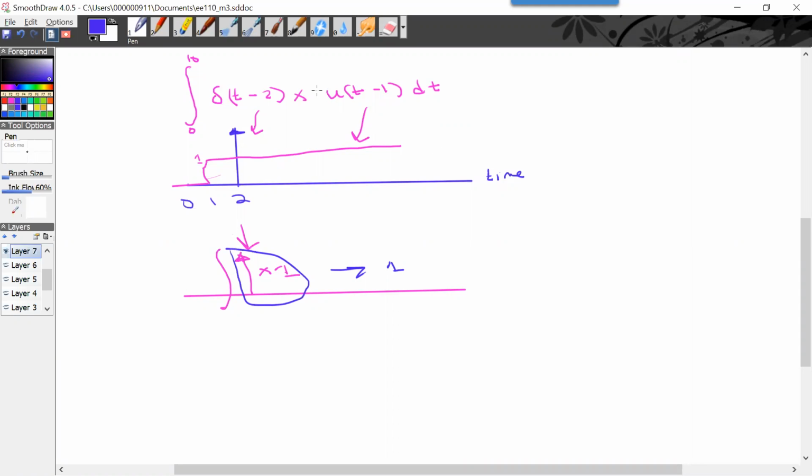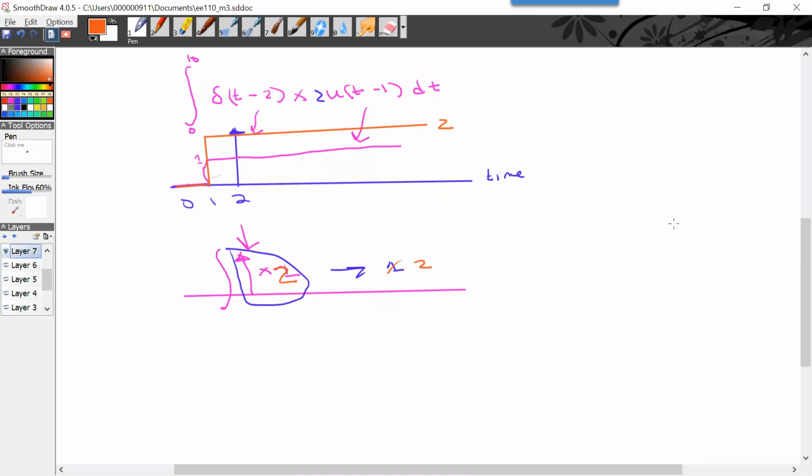But let's call this 2. Let me choose a different color. That's a value of 2. So now at that moment in time, I have 2 times that delta function. So now I'm multiplying this by 2. And so when I take the integral of it, I'm going to get 2.